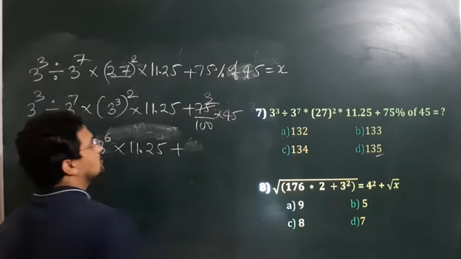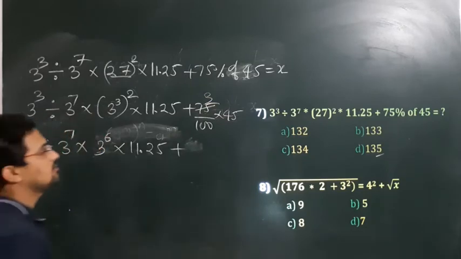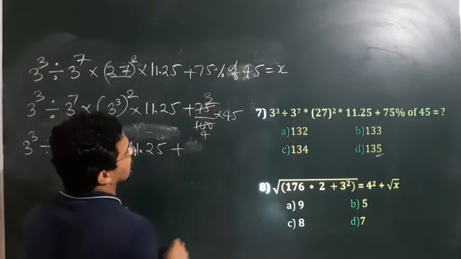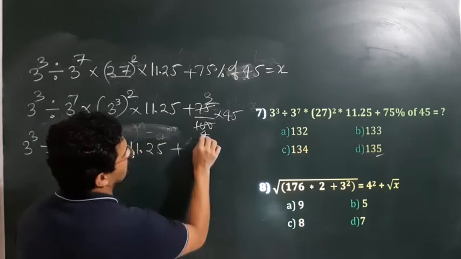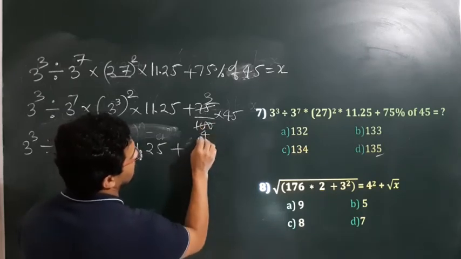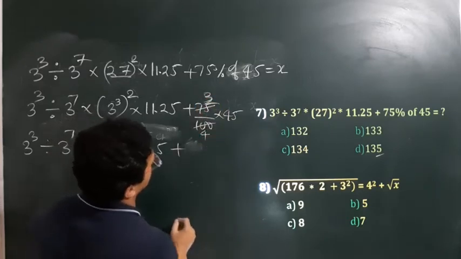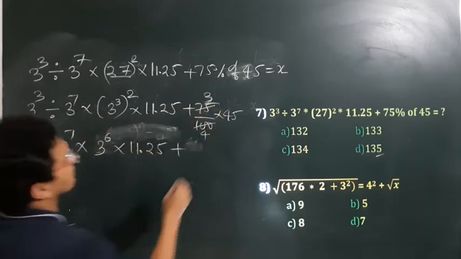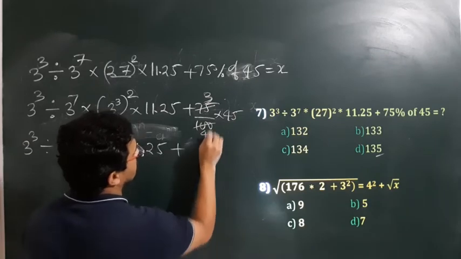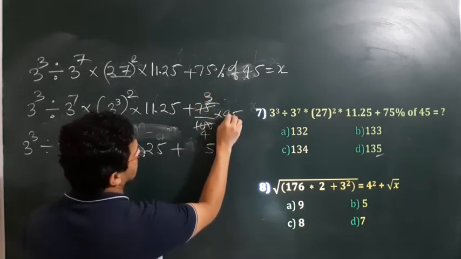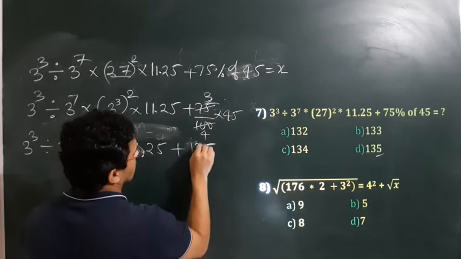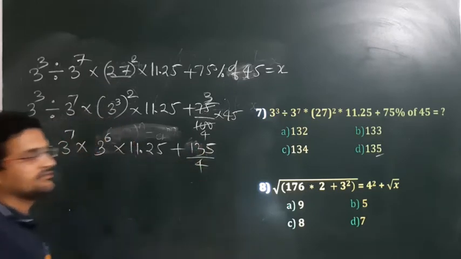25 3s are 75 and 25 4s are 100. So 45 multiplied by 3. Is there any division? No. So 3 5s are 15, and you will get 135 divided by 4.